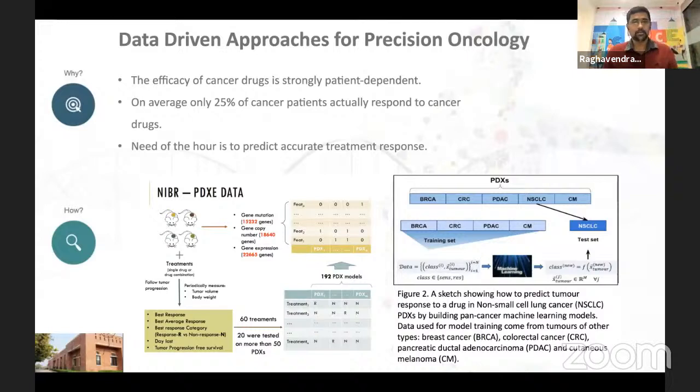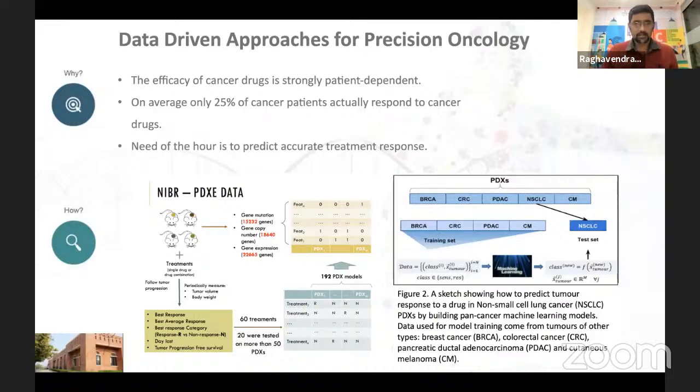So the efficacy or the effectiveness of the cancer drugs is very strongly patient dependent. That is why we are moving more and more towards precision oncology and personalized medicine, because on an average, only 25% of the cancer patients actually respond to cancer drugs. But unlike your normal painkillers, you will have 80% of the patients responding positively to the painkillers. So currently there is a need to predict which patient will respond positively to the treatment. And if not, there is no need to spend time and energy to treat the patients with the treatment.